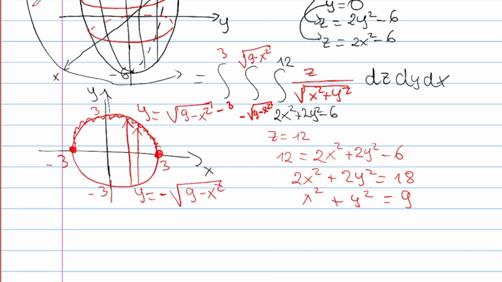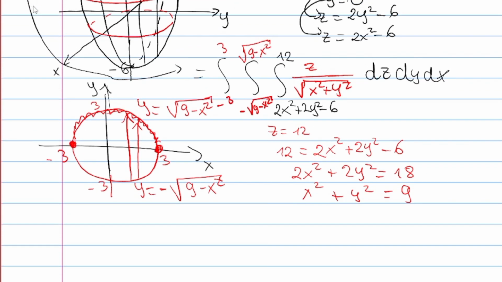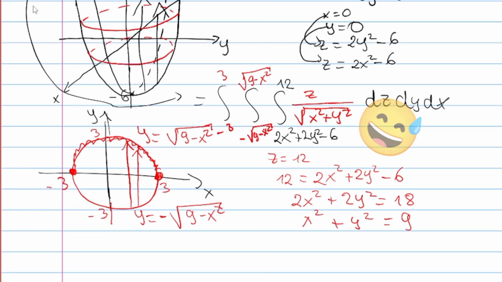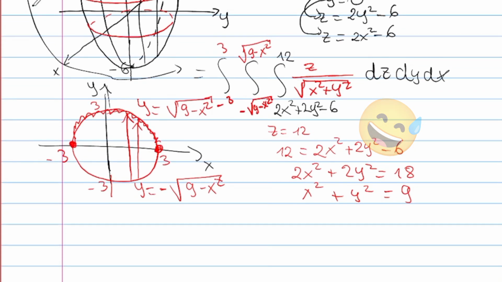Now we are going to change. What a video that I'm going to do. But from now on it's easy, because you are going to use a change of variables: cylindrical coordinates, something like that. Yeah, I'm going to use that.